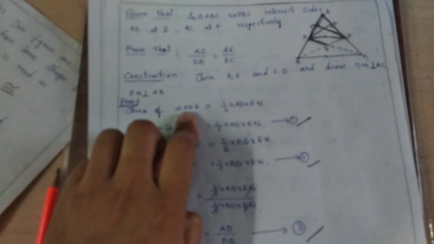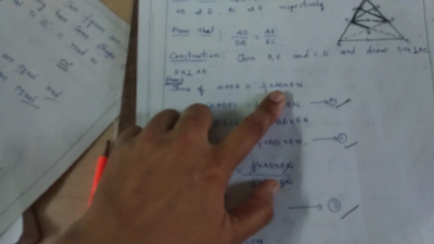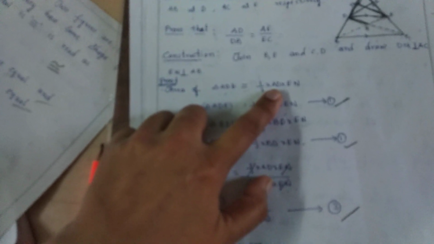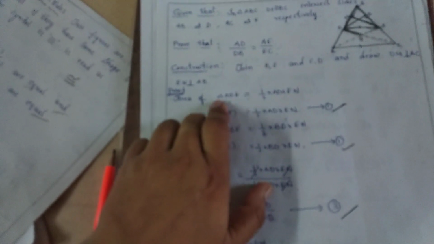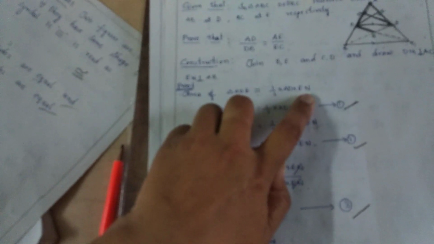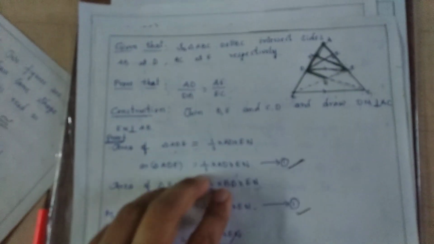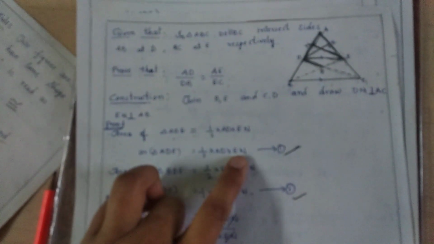Area of triangle ADE equals half AD into EN. So here you may have a doubt. Area of a triangle equals half into base into height. In triangle ADE, AD is the base and EN is the height. Write area of triangle equals half base into height, half AD into EN. That is equation number 1.